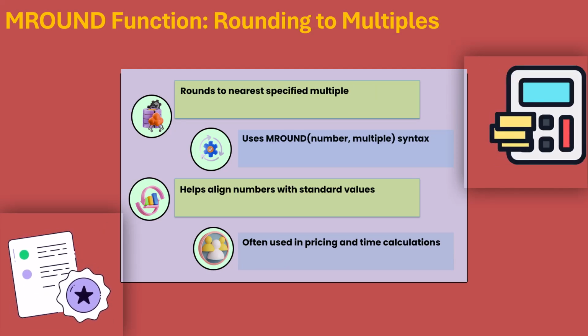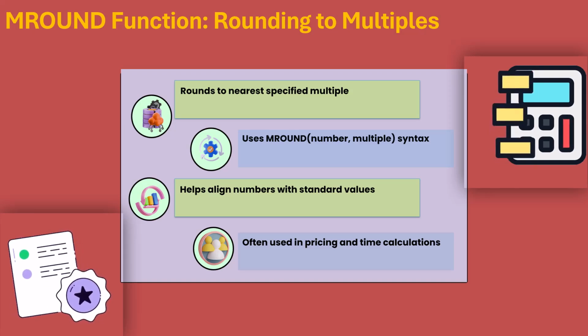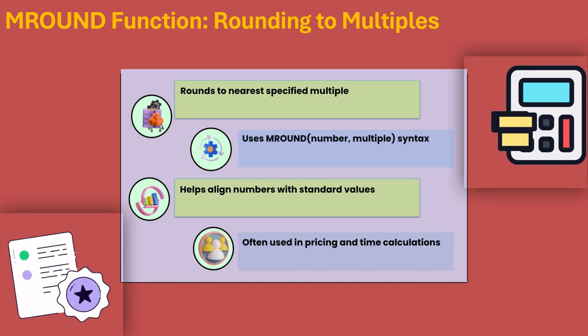Here's a cool one, MROUND. It doesn't just round up or down, it rounds to the nearest multiple you choose. Handy for setting prices or aligning time calculations. Imagine rounding meeting times to the nearest 15-minute interval. Saves you from those awkward 5-minute gaps that nobody knows what to do with.